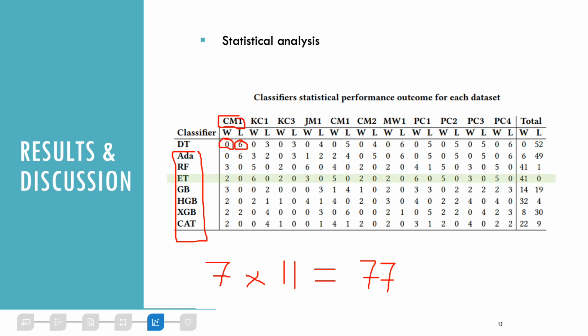We can see extra trees and random forest, according to the last column, had the highest number of wins across all defect datasets. On the contrary, AdaBoost and decision trees had the highest number of losses, and it is also notable that decision tree didn't win against any ensemble in any defect dataset.